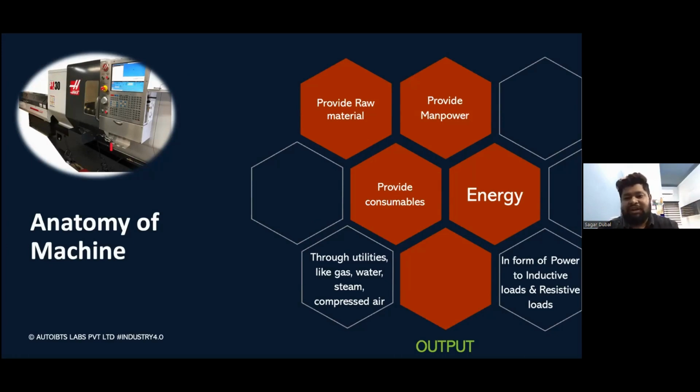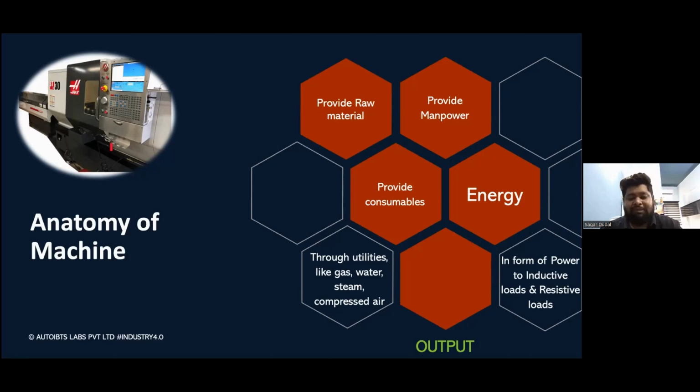And the most critical thing is you provide it with energy. Without energy, you can't do anything. You can automate manpower, but energy you can't do anything about. So energy comes in multiple forms. Energy can be your power, that is the electricity. It can be utilities like gas, steam, compressed air, heaters, chillers. These all are some forms of energy that you use in a machine.